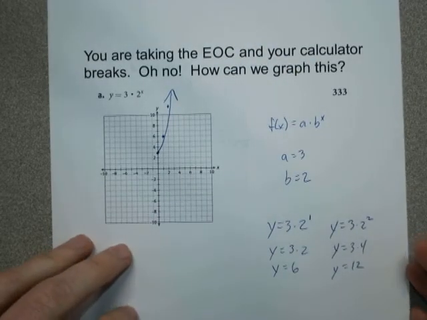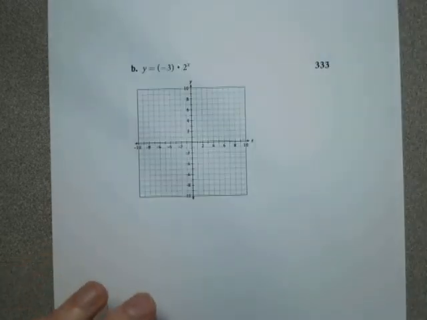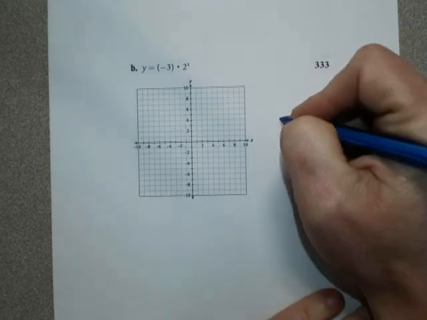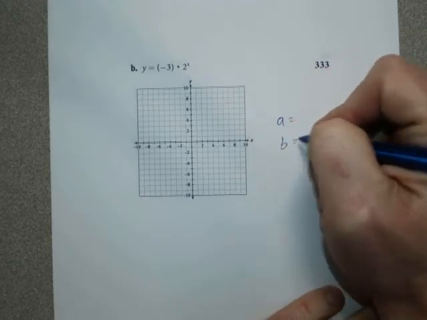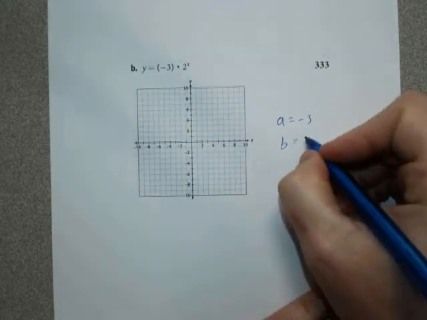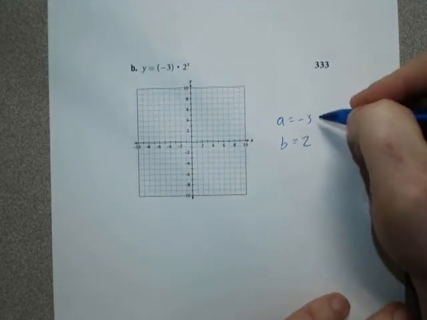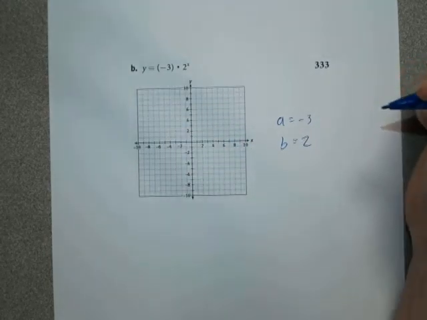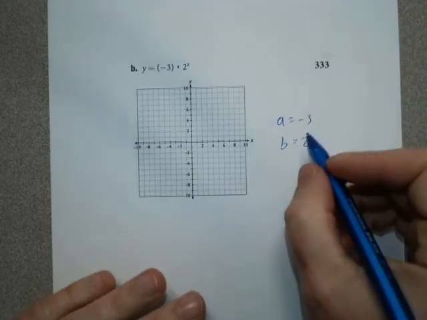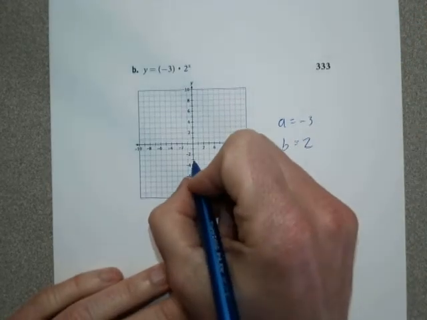So let's try another one. So here we have negative 3 times 2 to the power of x. And we're still on page 333. And all we need to do is establish what is my a and what is my b. In this case, a is negative 3. B is 2. A is my initial value. That means when I haven't moved, or when my input is 0. If my input is 0, what is my output? So if my input is 0, my output is negative 3. So we have a spot right here.